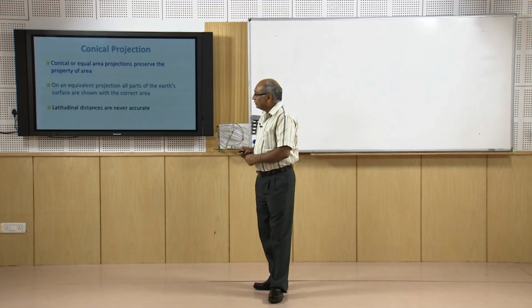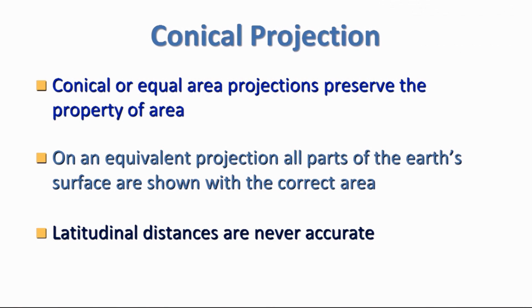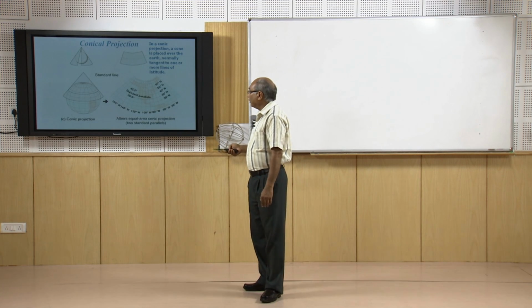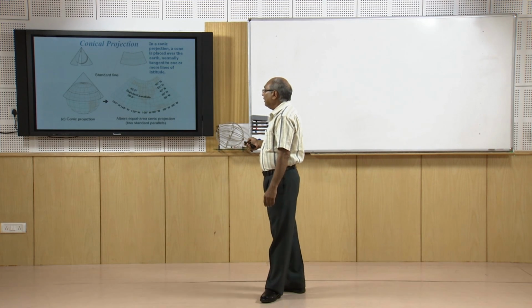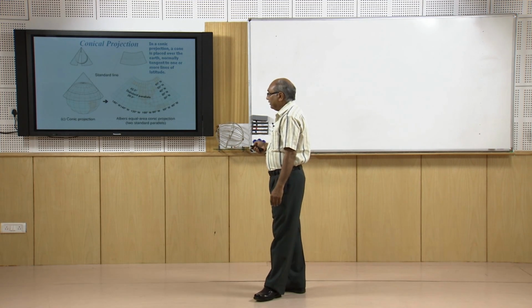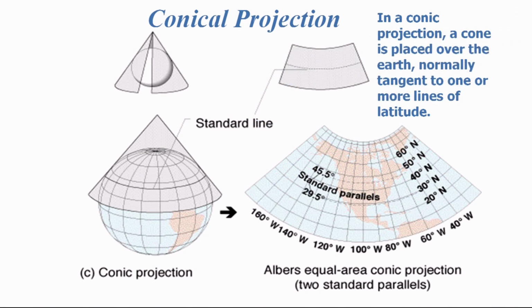Now, conical projections, also called equal area projections, preserve the property of area. On an equivalent projection, all parts of the earth's surface are shown with the correct area, and latitudinal distances are never accurate. So this is the problem with conical projections. Examples are here, and that is why these complications are there with conical projections.